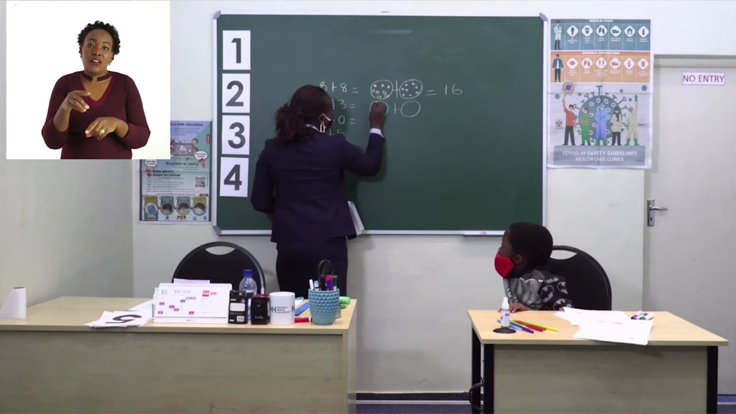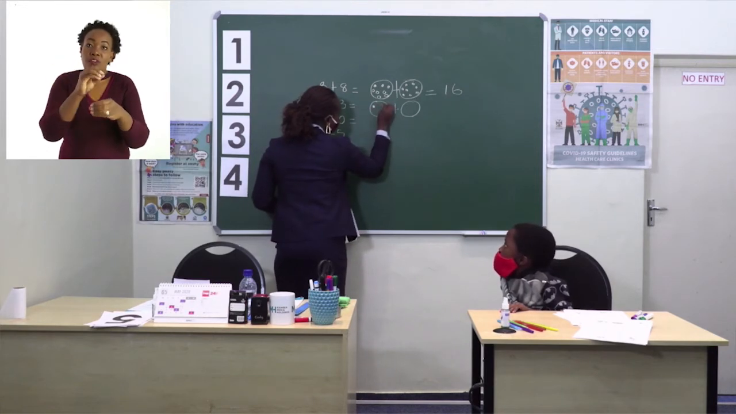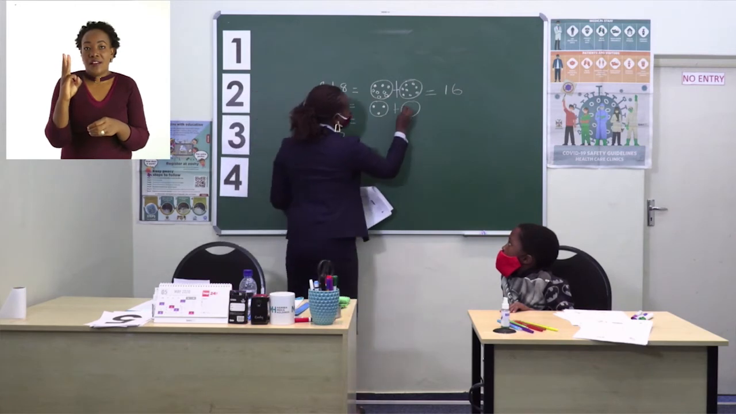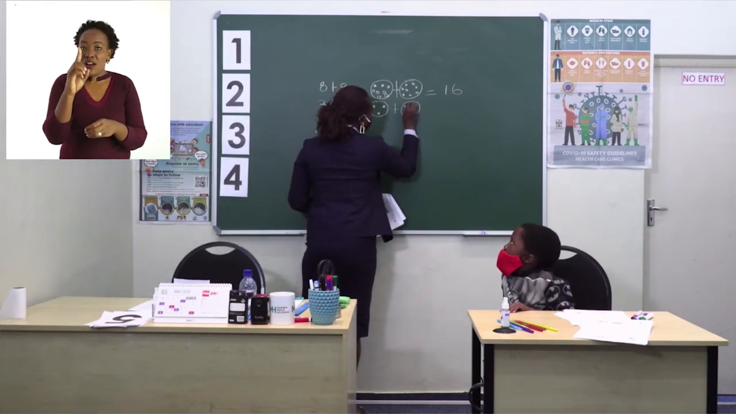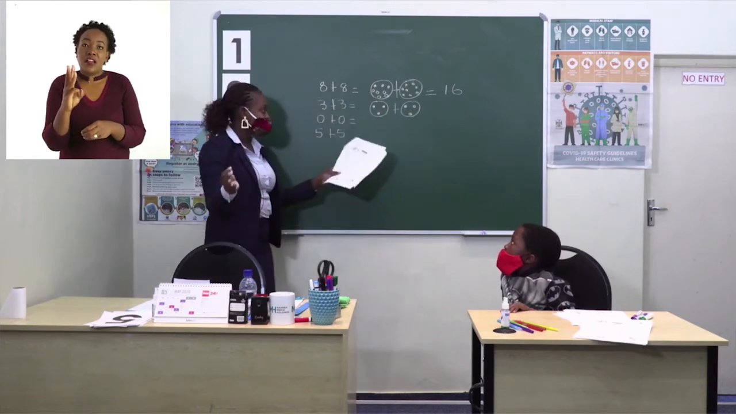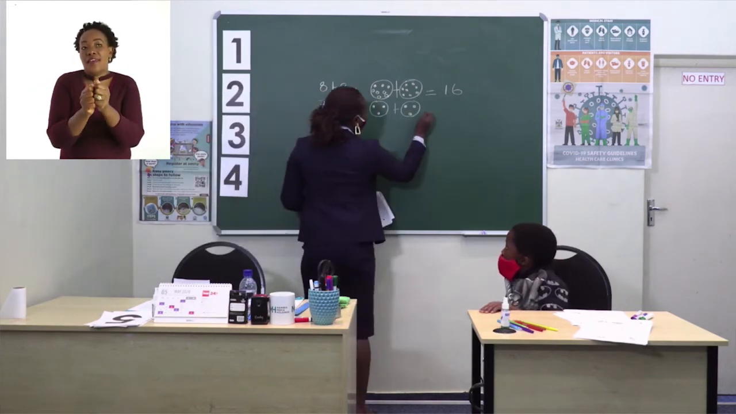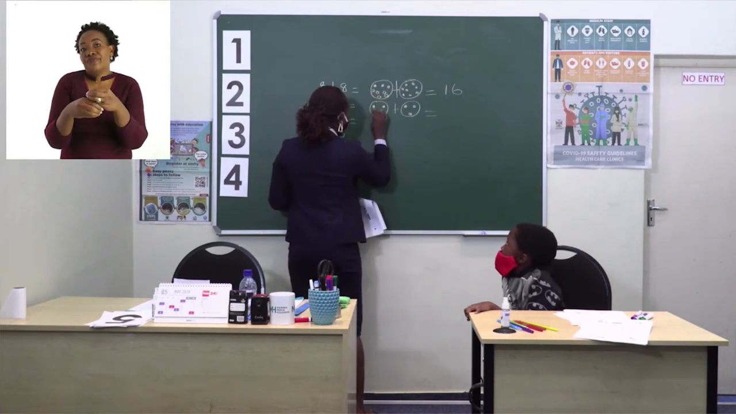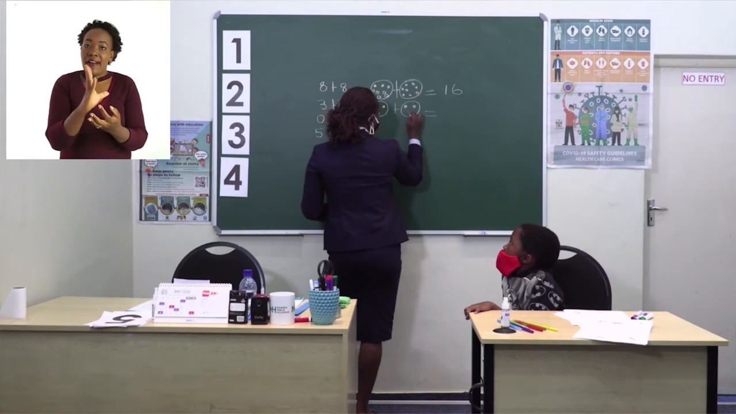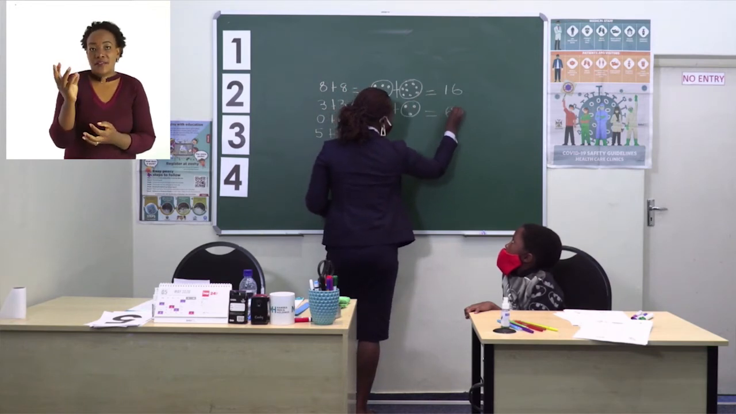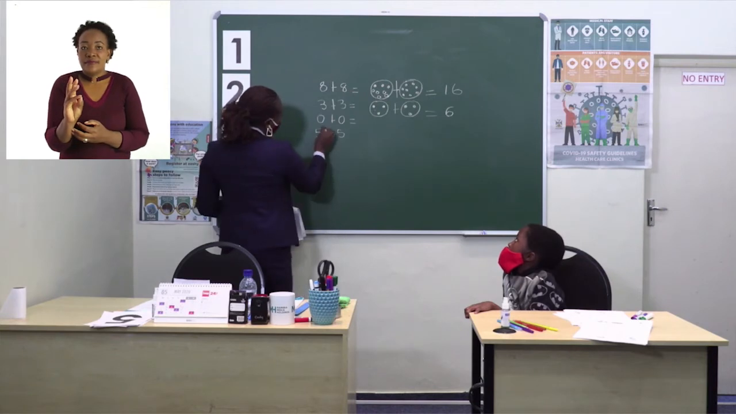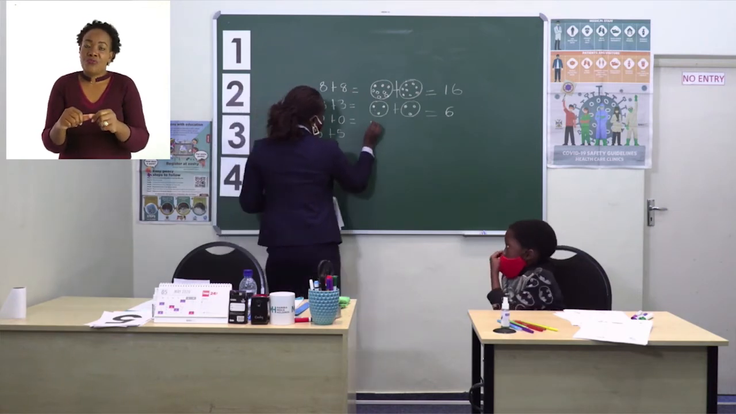We put 3 dots. 1, 2, 3. We put 3 dots in this circle. 1, 2, 3. Then we count them together. Put our equal sign. 1, 2, 3, 4, 5, 6. Then our answer is 6.